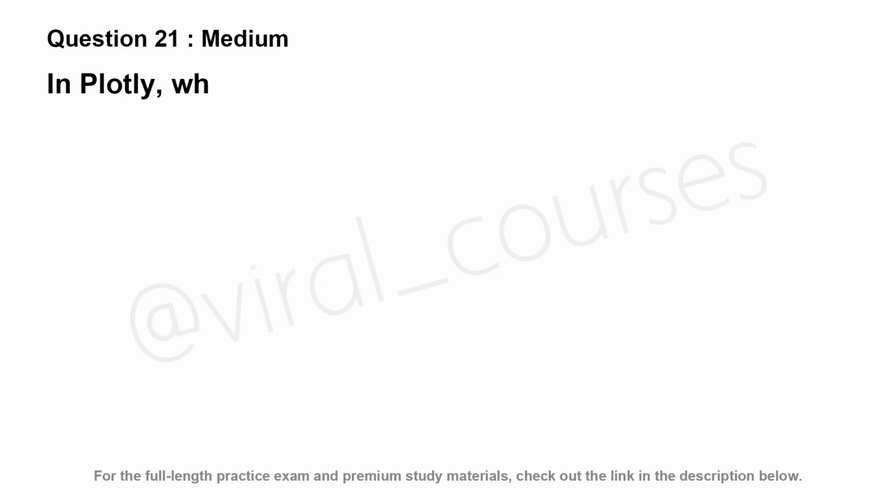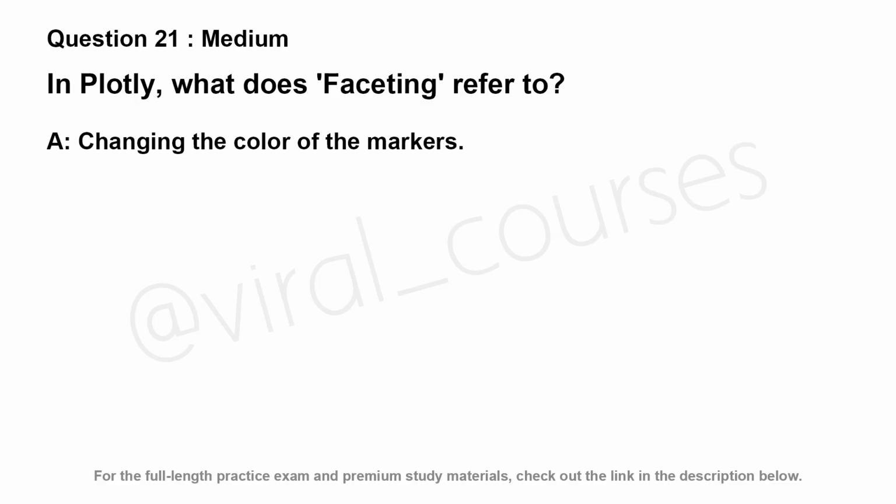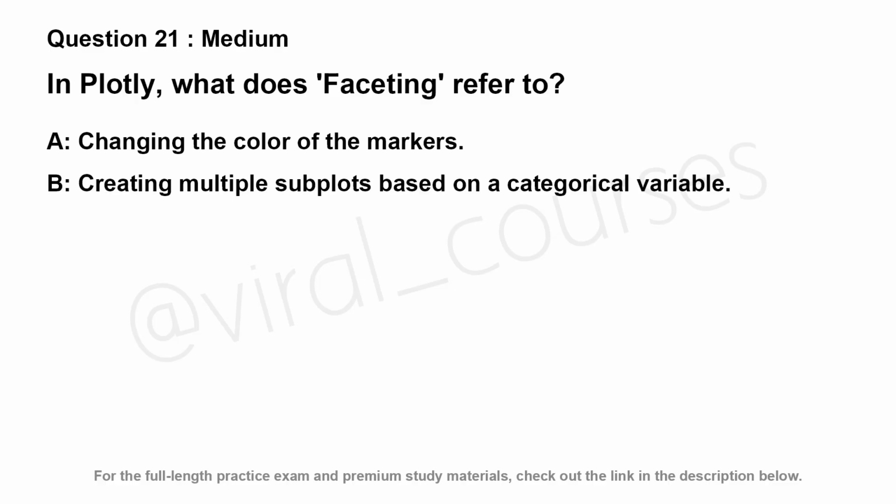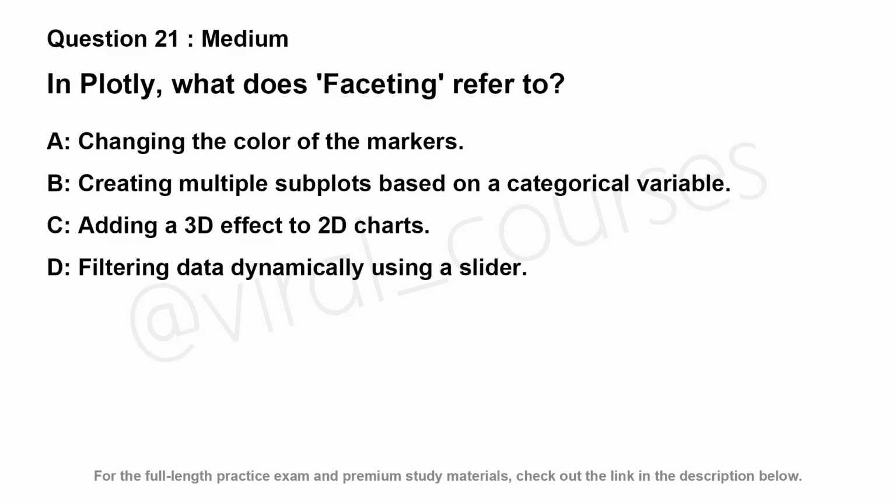In Plotly, what does faceting refer to? Option A. Changing the color of the markers. Option B. Creating multiple subplots based on a categorical variable. Option C. Adding a 3D effect to 2D charts. Option D. Filtering data dynamically using a slider.